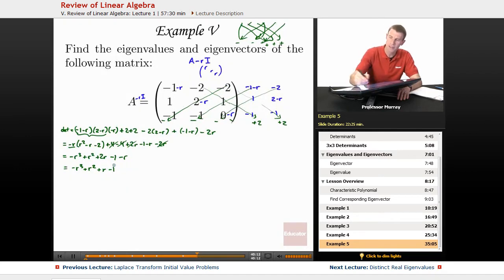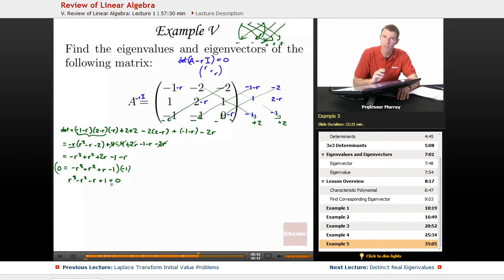And remember, you want to set that equal to 0. We want to find the determinant of A minus Ri is equal to 0. So I'm going to set it equal to 0, and then I'm going to multiply both sides by negative 1. I don't really like having a negative sign on the leading term there. So I'm going to go R cubed minus R squared minus R plus 1. I got that by multiplying both sides by negative 1 there. And that's equal to 0.